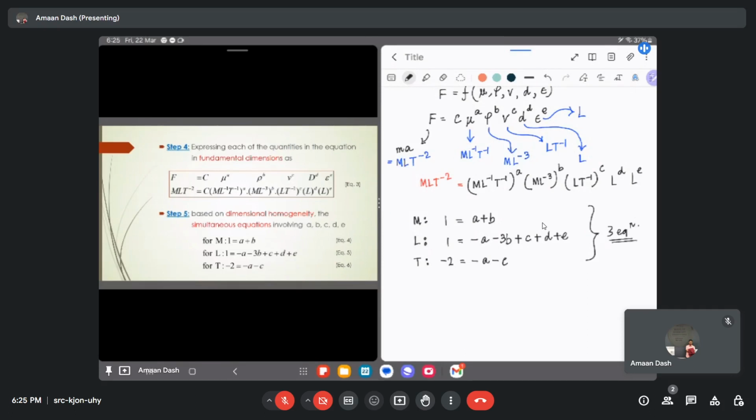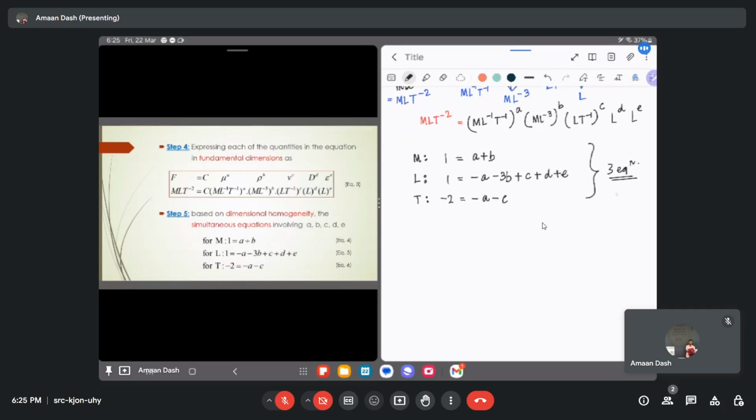We have three equations. And how many parameters do we have? We see the unknown constants: A, B, C, D, and E. We have five unknowns, right? So we cannot solve this completely for now.